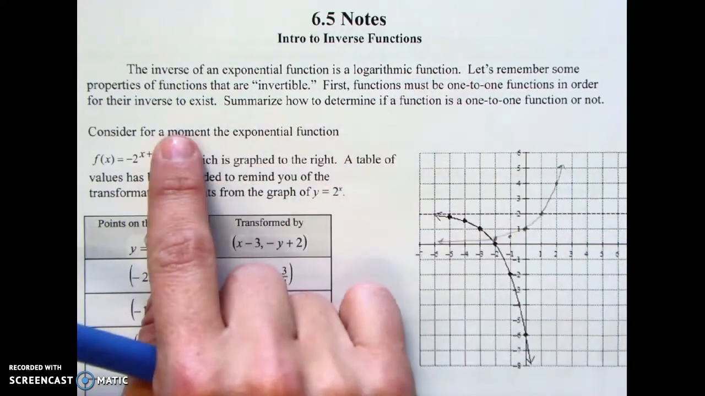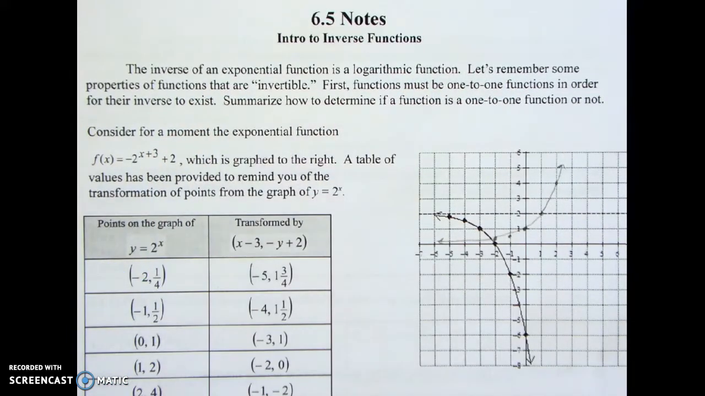Let's remember some properties of functions that are invertible. First, functions must be 1 to 1 in order for their inverse to exist. Summarize how to determine if a function is 1 to 1 or not. And this is where I come in and help you. Here we go.